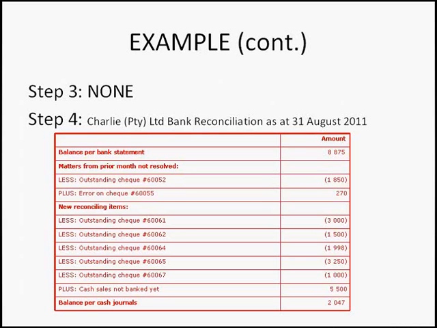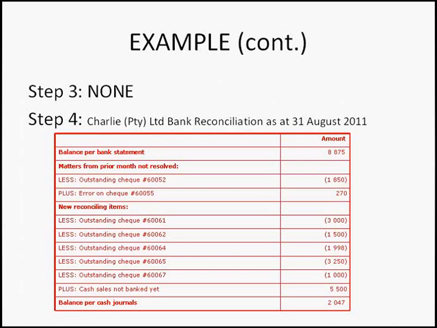1,850 Rand and 270 Rand. Now, if you look at them, you will see that they are opposite to what they were, because remember, we're now working with the balance from the bank statement, and the bank statement is always opposite to what we have in our own books. And then we list the new reconciling items that we have seen in our cash book that are not yet showing on the bank statement.